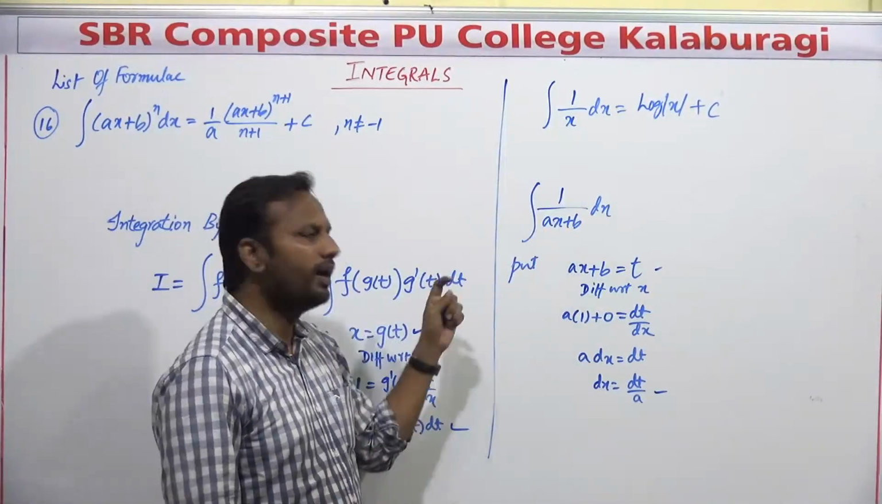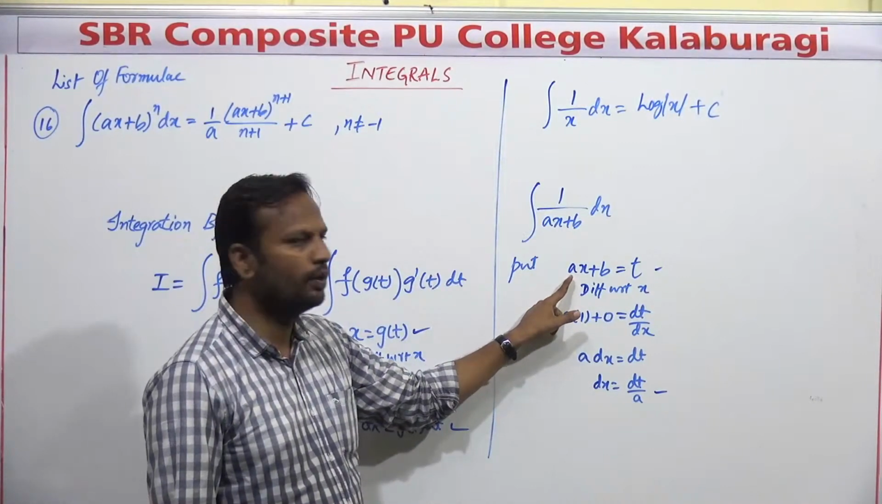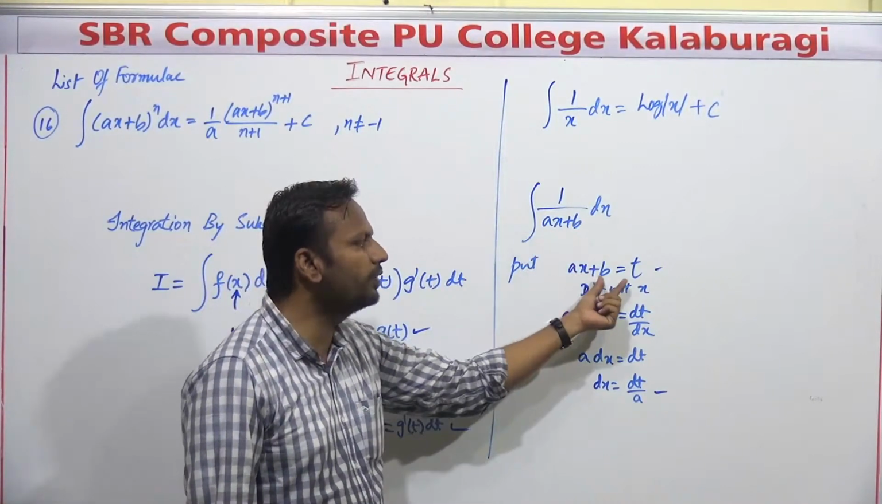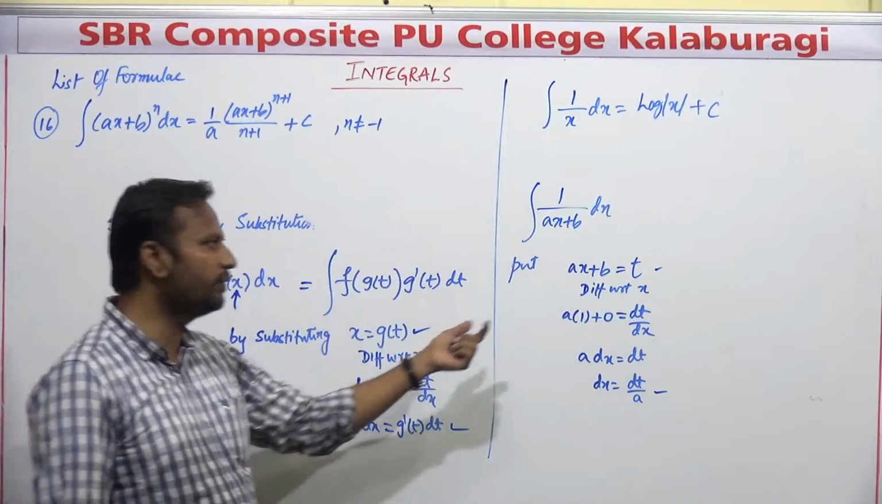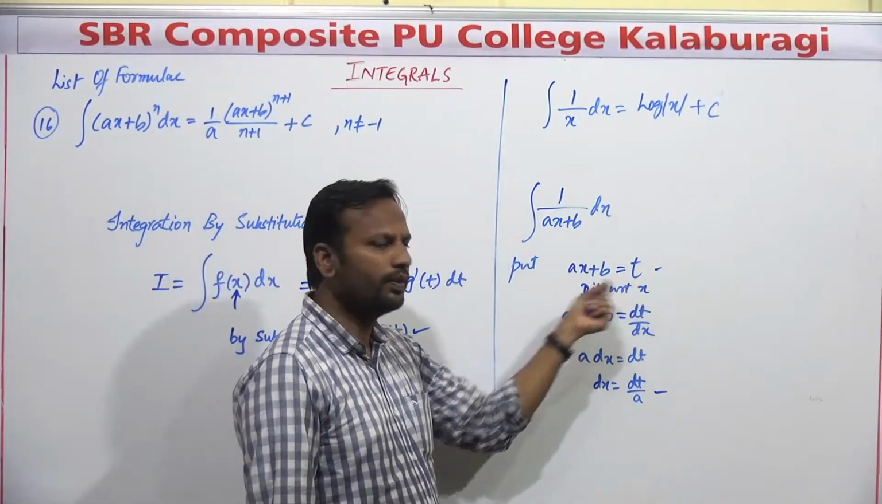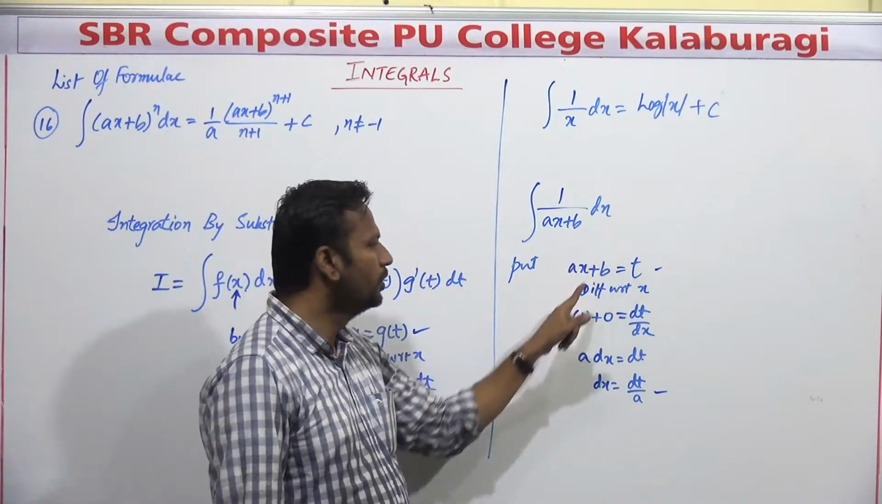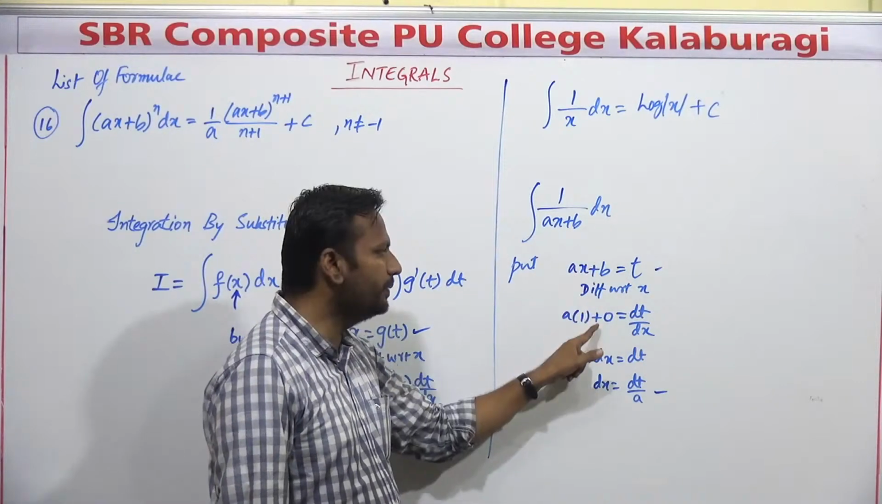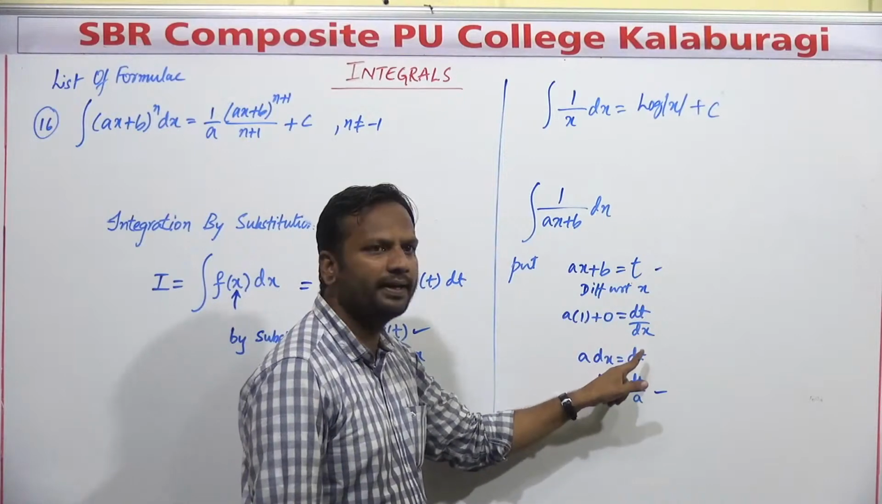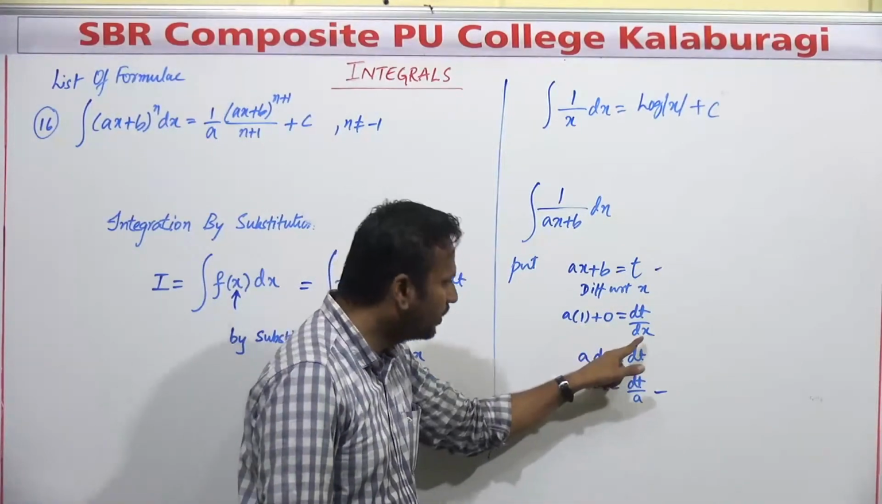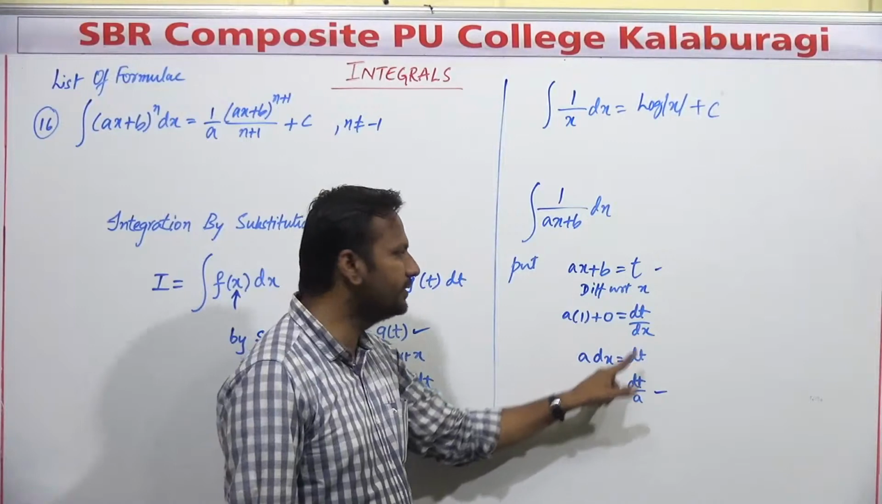So what we have to do? Again, we have to substitute here. Substitute ax plus b as what? By the substitution method, we take ax plus b as t. Differentiate with respect to x. So a into 1 plus b, which is 0, is dt by dx. A into 1 is a. Cross multiply. A into dx is equal to dt.